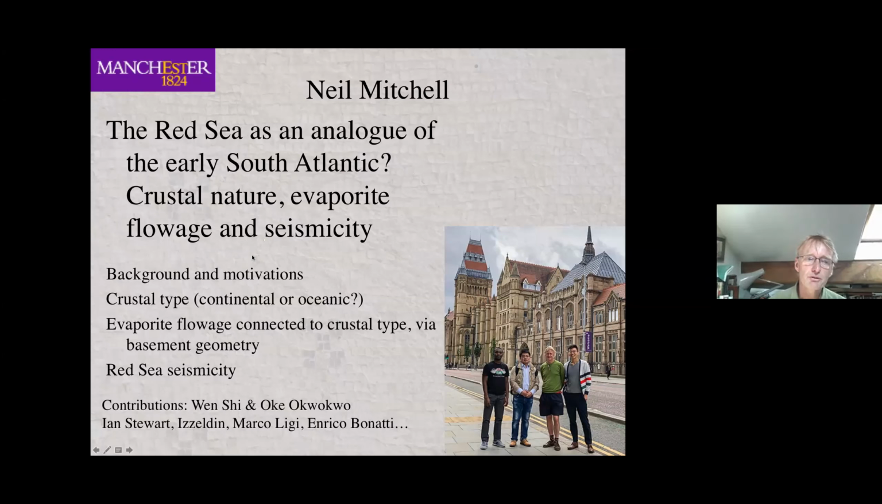So I'll talk through that background and motivations in a moment, go through why we might be interested in it. I'll then go through some of the results we've got looking at the crustal type. Is it continental or oceanic crust? And then I'll look at the morphology of the evaporites. And I'm going to suggest that the flowage is connected to the crustal type because the flowage is controlled by basement geometry. So there's an interesting connection between the surface geomorphology and the underlying crust.